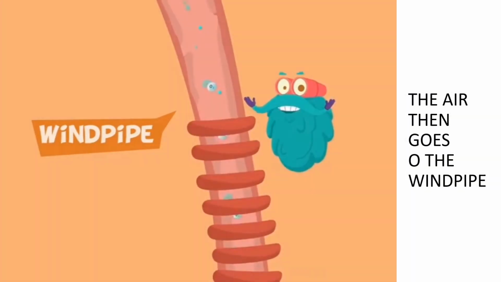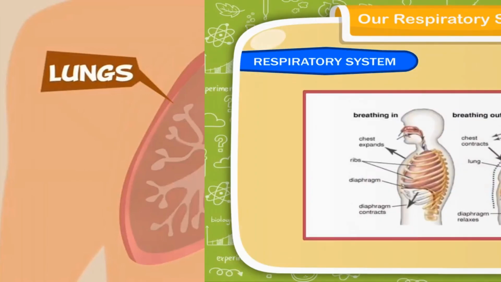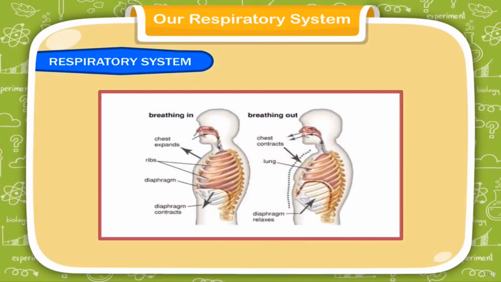From the nose, air goes into the windpipe. From the windpipe, it goes into the lungs. Inside the lungs, the blood takes up oxygen from the air and releases carbon dioxide brought from the cells into the lungs. We breathe out carbon dioxide through our nose.